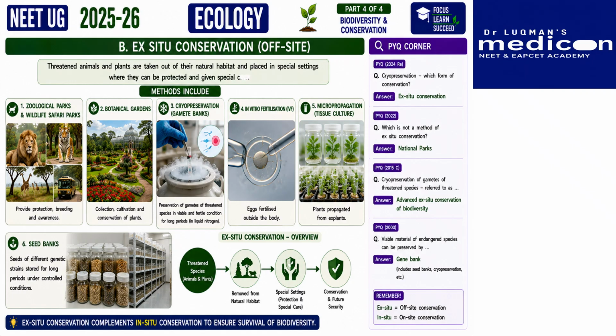Let's see what we mean by ex situ conservation. Ex means obviously outside, any off-site. Threatened animals and plants are taken out of their natural habitat and placed in special settings where they can be protected and given special care. That is called ex situ conservation. Zoological parks, botanical gardens, cryopreservation, that is gamete banks, in vitro fertilization, and micropropagation. These are the examples, and seed banks are examples of ex situ conservation.